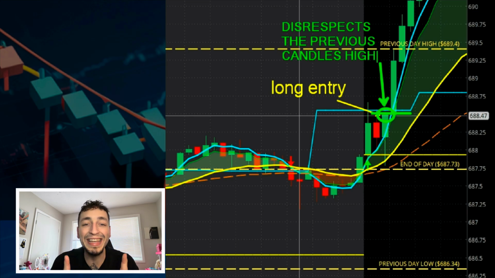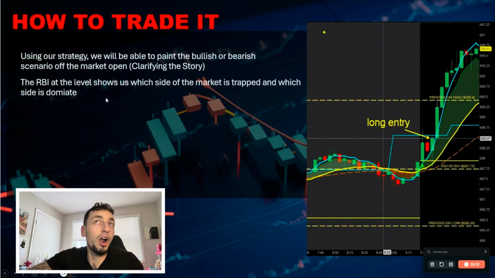And if you take anything from this mini course, let it be the RBI or GBI. All right, it simplifies the game. It clarifies the entry. And it shows you who's actually in control and who is more dominant. All right, so that's what we're looking to do. The RBI at the level shows us which side of the market is trapped and which side of the market is dominant.